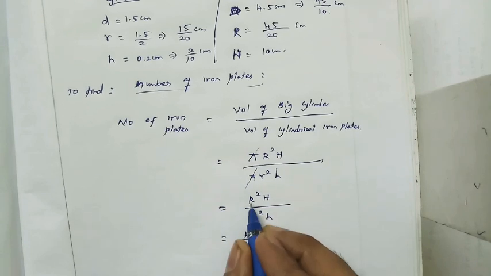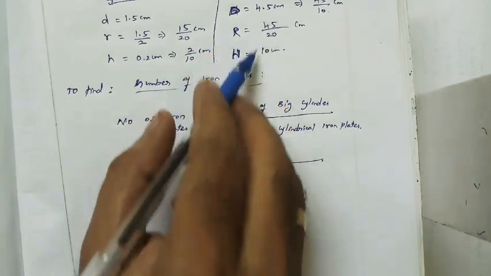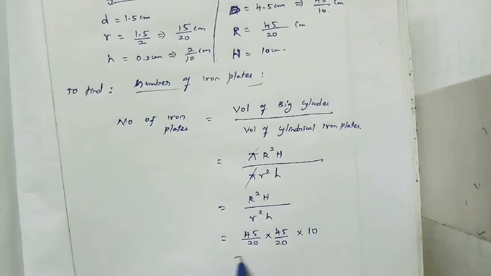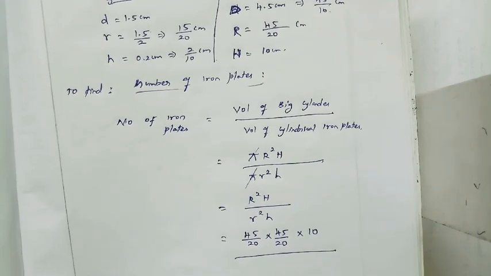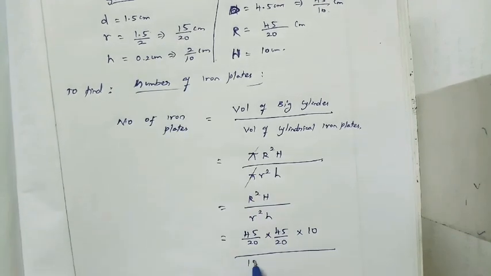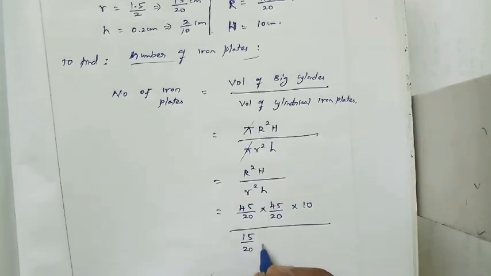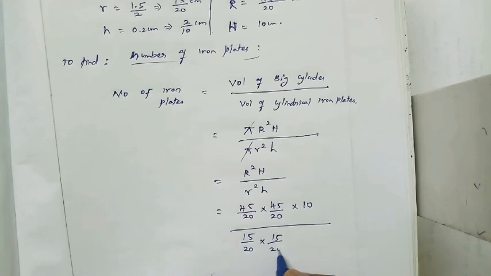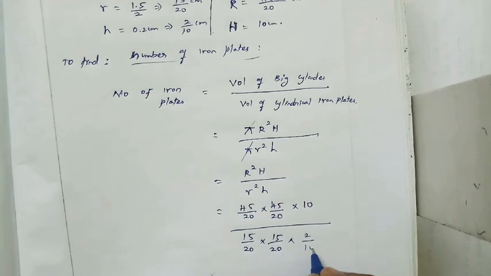Why am I writing it twice? Because it is r square into height. What is the height? 10 centimeters. So 10 divided by small r square into h. What is small r? 15 divided by 20. So 15 divided by 20 into 15 divided by 20 into 2 divided by 10, right?